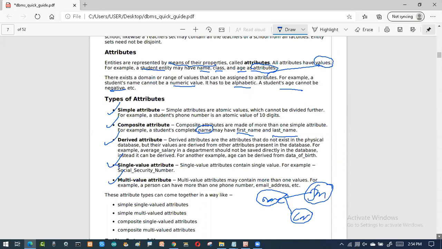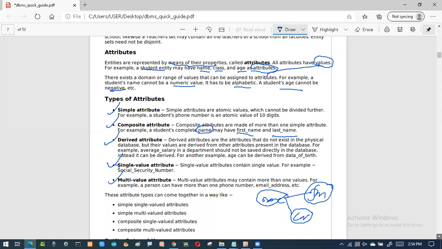This is an attribute. As I said, an attribute is represented in an ellipse. So for the diagram we are using an ellipse, an oval shape. Here name is an attribute for which we have 2 sub-attributes. This kind of representation we call a composite attribute.